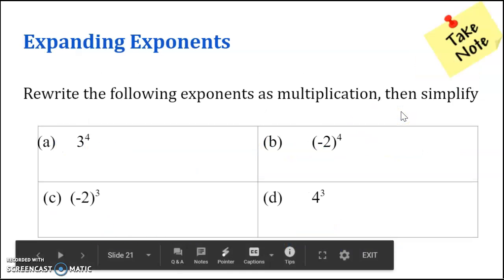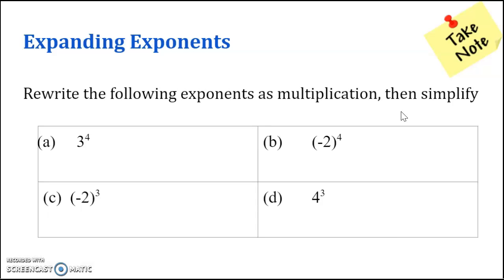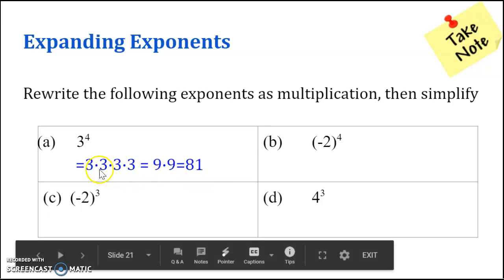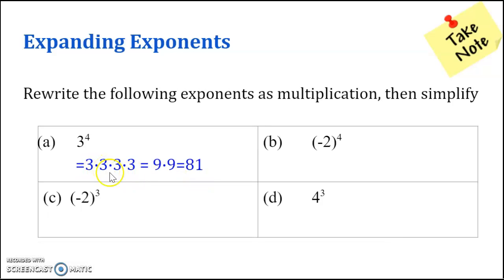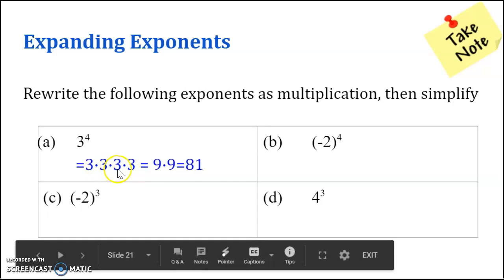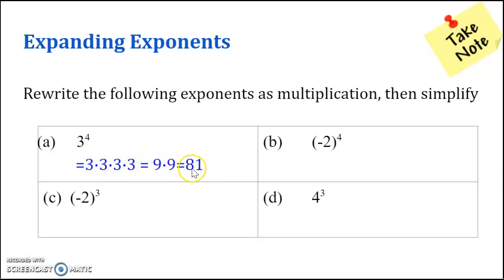Okay, let's keep moving. All right, let's rewrite the following exponents as multiplication, then simplify. What is 3 to the power of 4? I am going to do this as an example for you. 3 to the power of 4 just means 3 is being multiplied by itself 4 times. So it's 3 times 3 times 3 times 3. You could solve this as 3 times 3 is 9, 9 times 3 is 27, and 27 times 3 is 81. Or you could have thought of it as 3 times 3 is 9, and 3 times 3 is 9, so 9 times 9 is 81. Either way, you would have gotten the same answer.